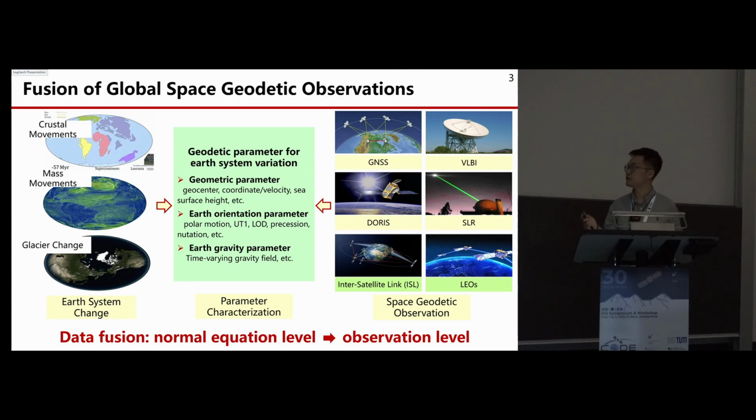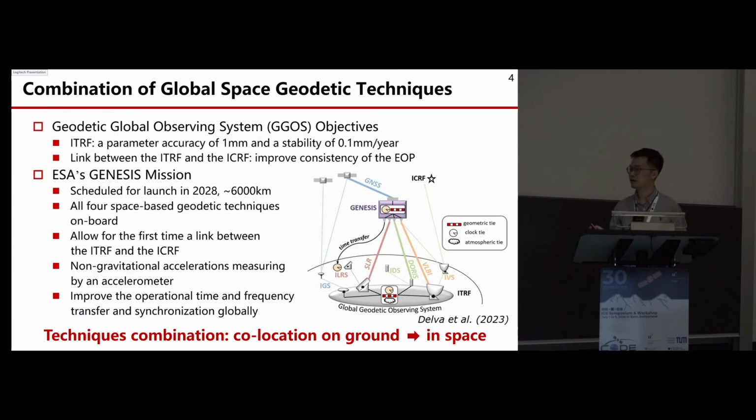An integration of geodetic techniques such as GNSS, VLBI, DORIS, SLR, and inter-satellite link ISL helps to improve the accuracy of geodetic parameters. These parameters include geometric, Earth orientation, and gravity. They are essential for the study of Earth system change. At present, the geodetic data fusion is mostly done on the normal equation level. A more rigorous way is to process the data at the observation level. Although this approach has already been performed, it has not been fully exploited.